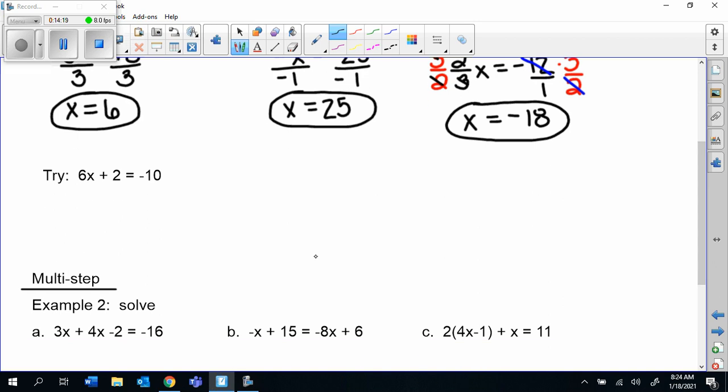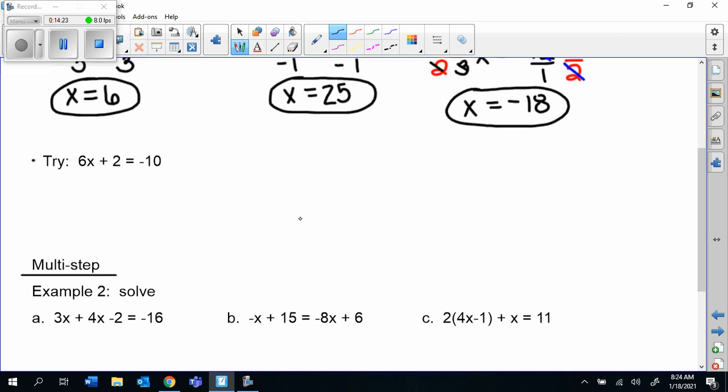All right, don't look down at the more complicated ones. Just maybe stop the video and try your hand on the try here. We're going to subtract 2. We get 6x equals negative 12. The next thing we're going to do is undo that multiply. And a negative 12 divided by a positive 6 gives us negative 2.